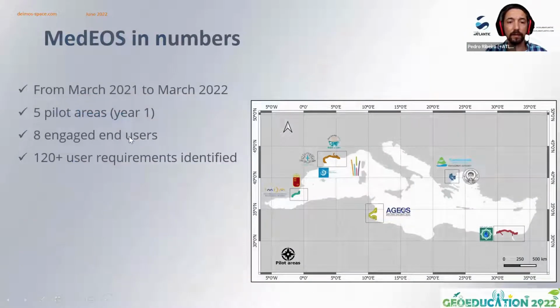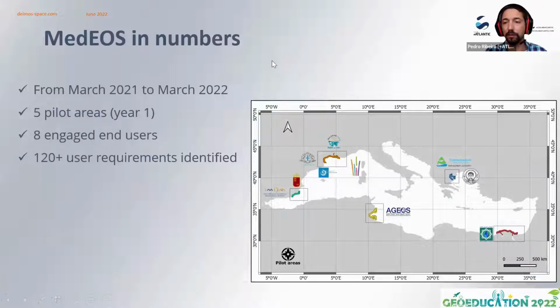Like I said, this is a 2-year project. Here, I actually got the date wrong. I see now that this is wrong. It's until March next year. So it's not March 22, it's March 23. Like I said, we have 5 different pilot areas. One of them is in Tunisia. And we have engaged users for each of these areas that will be evaluating these products.